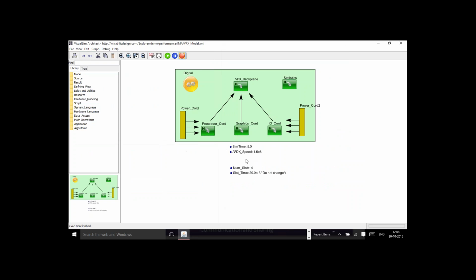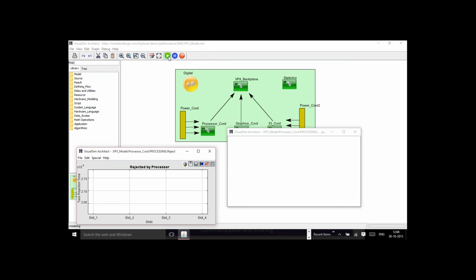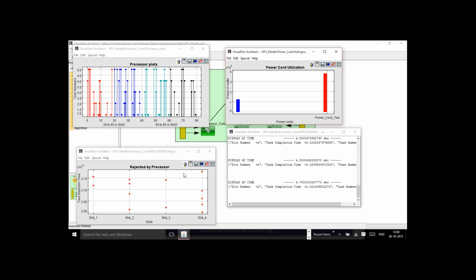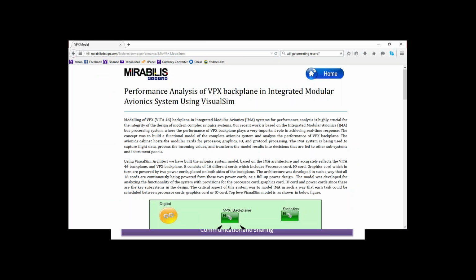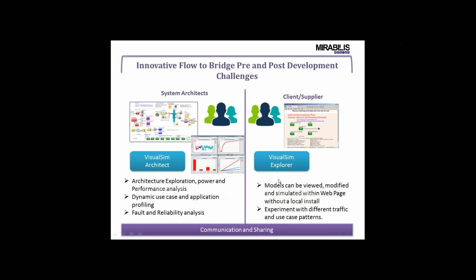So the user can actually make changes. For example, they can change this to say 8 slots on my ARINC TOS, and then I can look at how the system behaves when I migrate to a larger number of slots here, and how the system operates. So you can do that right from within the browser itself. There's no need for you to actually go in and ship the model off and things like that.